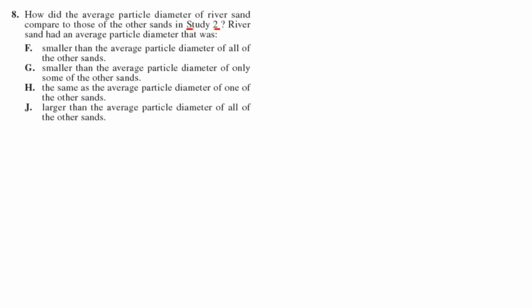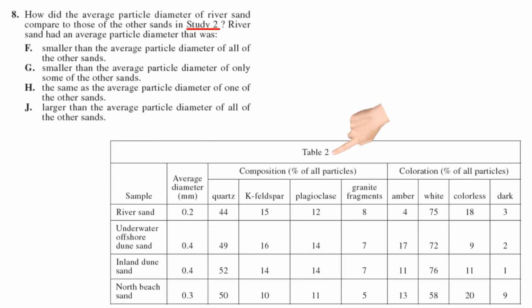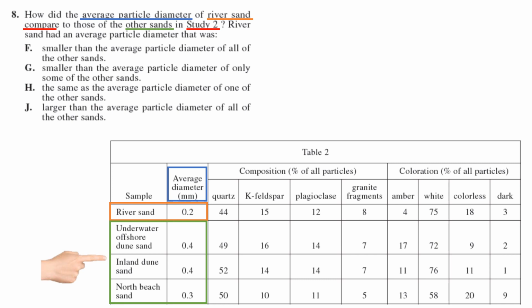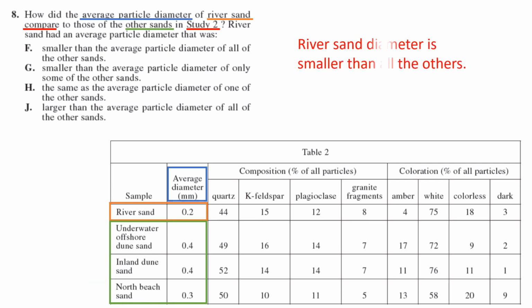Question number 8, we're using study 2. How did the average particle diameter of the river sand compare to those of other sands? So we're comparing river sand to other sands. So river sand diameter is smaller than all of the others. So that would be choice F. It's smaller than the average particle of all the other sands.